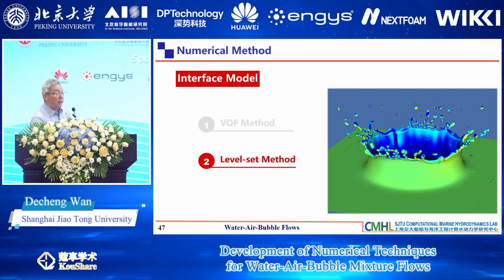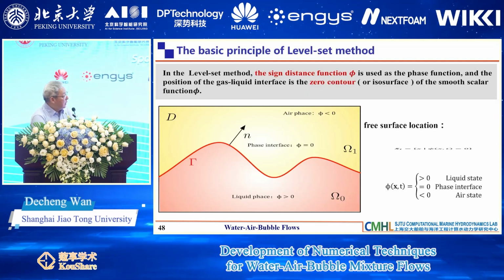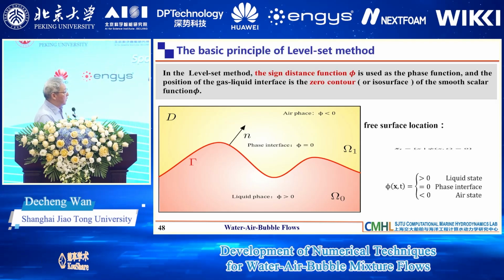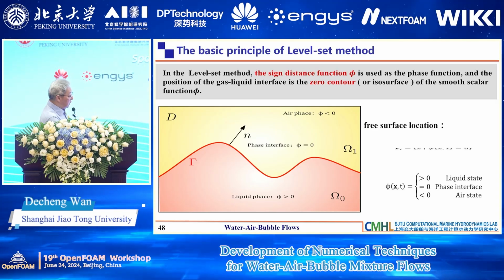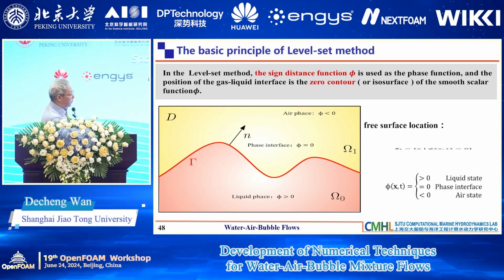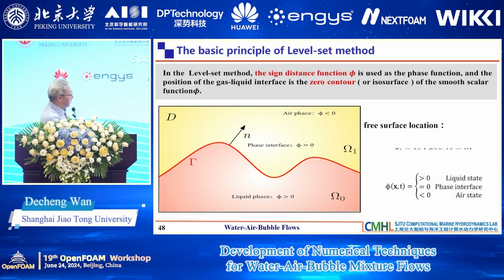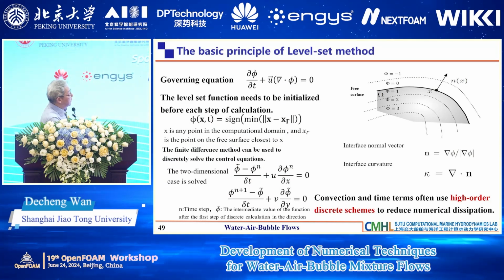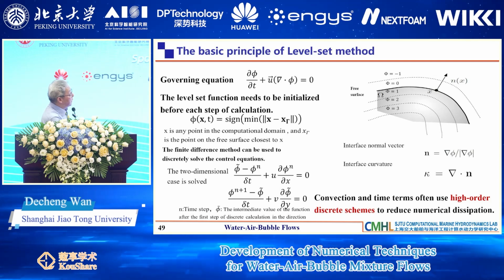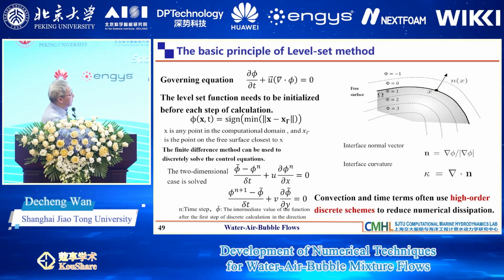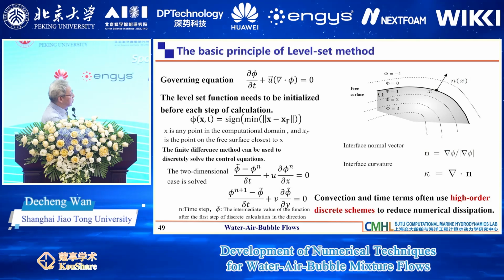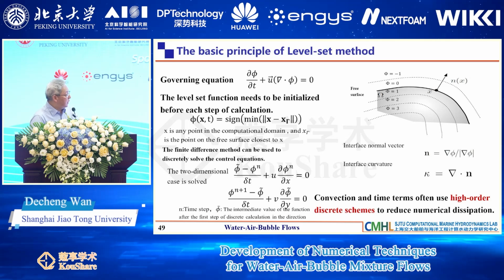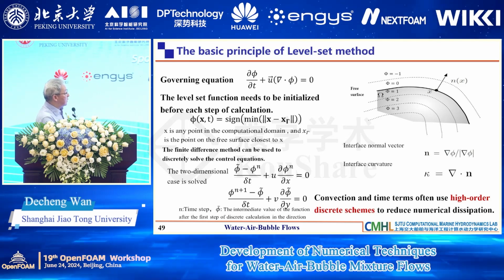So another one is the level set. Level set is where we use the signed distance function to represent the interface, right? We introduce this kind of distance function phi to represent the interface. Then we solve the governing equation for the distance function, but we should always keep this function phi as the distance function. But you know, it is very difficult to keep phi always the distance function.